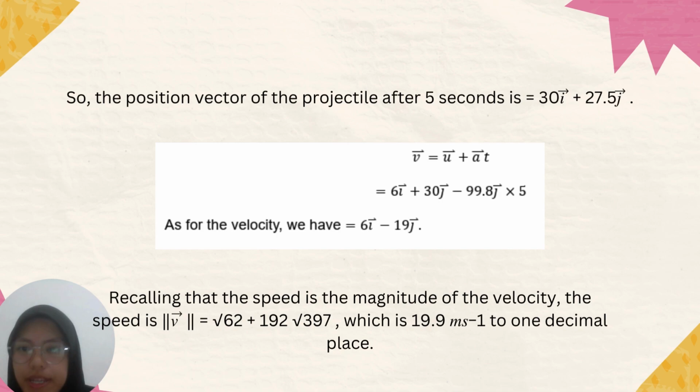After that, we need to know the velocity. So we use this formula, which is v equals u plus at. We substitute the information we got just now into the formula. So 6i + 30j minus 9.8j times 5. We will get the answer, which is 6i minus 19j. Recalling that the speed is the magnitude of the velocity, the speed is |v| equal to 19.9 meters per second to one decimal place. Understand?